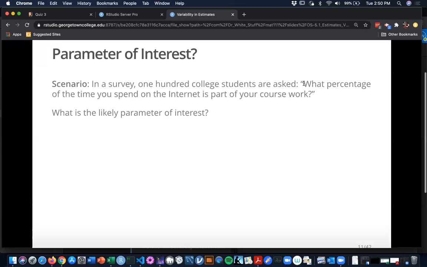So somebody might say 20%, 20% of the time I'm doing my coursework. The other 80% of the time I'm just fooling around. Another person might say 75%. Another person might say 53.23%. What's the likely parameter of interest?